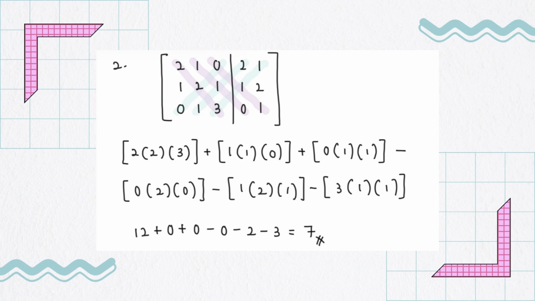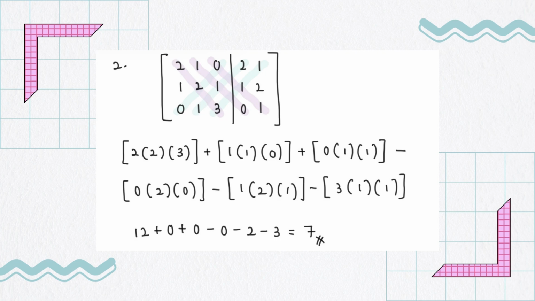We can see 2 times 2 times 3, plus the second highlighted purple, 1 times 1 times 0, plus 0 times 1 times 1. Then we subtract the blue highlighted direction: minus 0 times 2 times 0, minus 1 times 1 times 2, minus 3 times 1 times 1. Then we get the determinant of matrix G is 7.